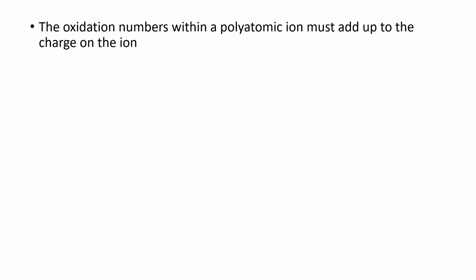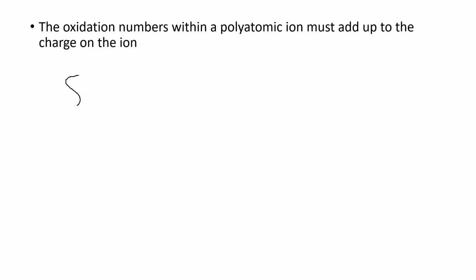So the next rule is that the oxidation numbers within a polyatomic ion. Now that's a bit of a mouthful, isn't it? Polyatomic just means lots of different atoms within an ion. So if you've got an ion which has lots of different atoms in it, all the oxidation numbers must add up to the charge that is on that ion. It's probably easier to see this with examples.